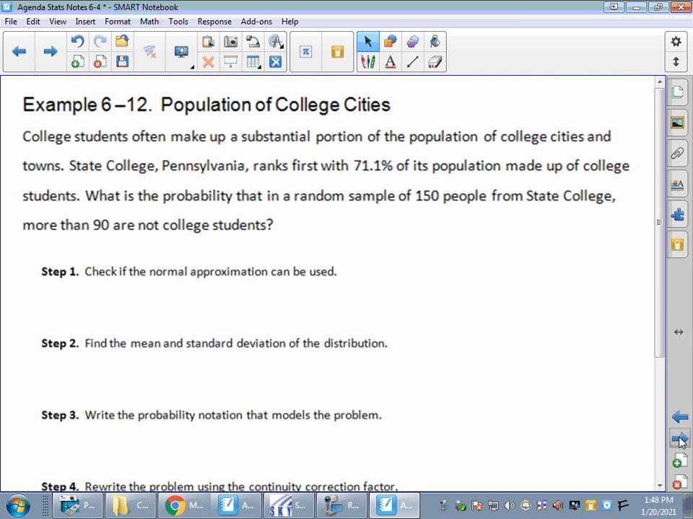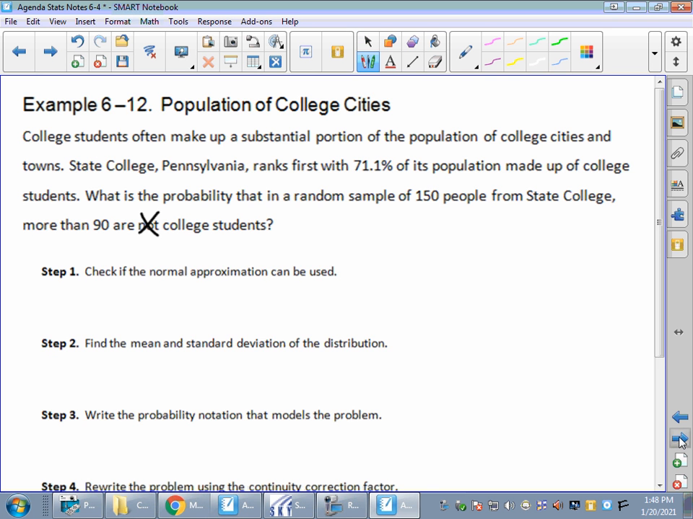So, population of college cities. College students often make up a substantial portion of the population of college cities and towns. State College, Pennsylvania ranks first. 71.1% of its population is made up of college students. That's a huge population. Imagine when all the students go home, right? What's the probability that in a random sample of 150 people from State College, more than 90 are not college students? Well, first of all, I want to cross out the not. I should have taken that out. More than 90 are college students.